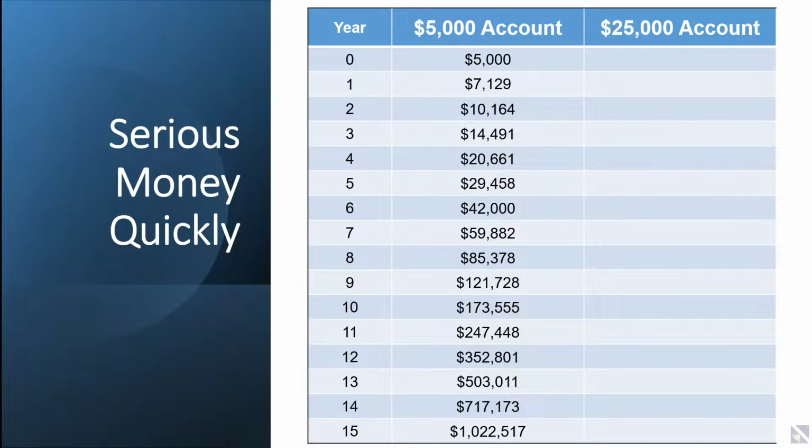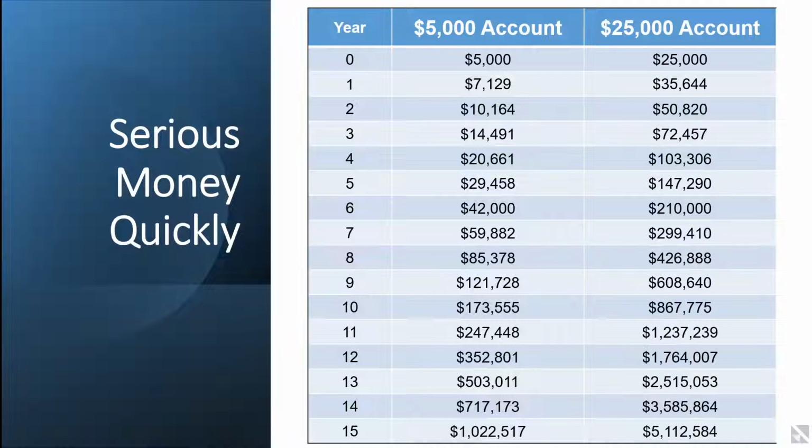For example, if you started with $5,000 and you average 3% per month, compounded over 15 years, that puts you at over $1 million. And if you start with $25,000, you'd be near $1 million after 10 years. You're looking at some serious money. Now, clearly, if you have more than 5 or 25, you can get there much, much faster.